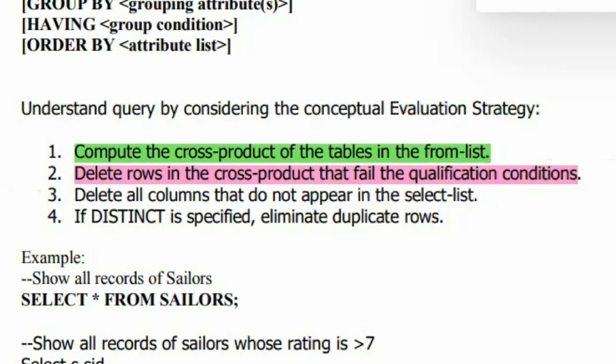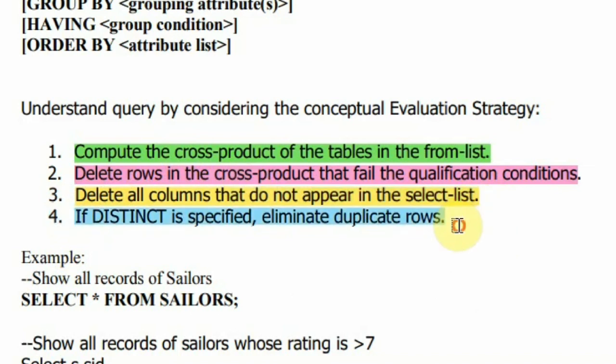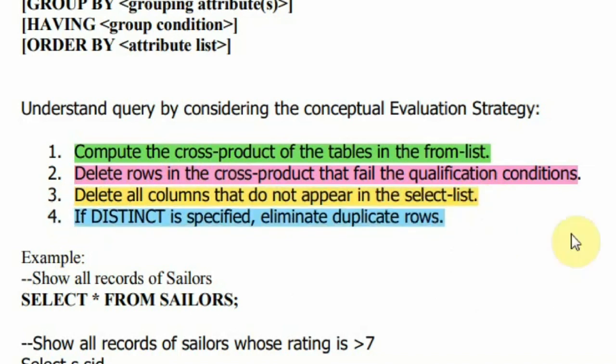What will happen after removing the unqualified rows? Next, from the select clause, it will take the attributes mentioned there, keep those attributes, and remove all the attributes which are not mentioned in the select clause. That happens in the third step. And the last step is, in case distinct is applied, it will remove the duplicate rows from the result obtained. So these are the 4 steps that happen whenever you write a query.